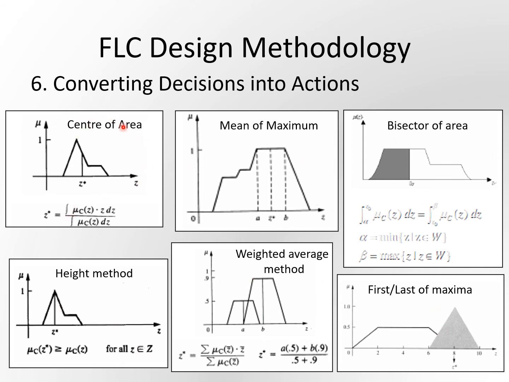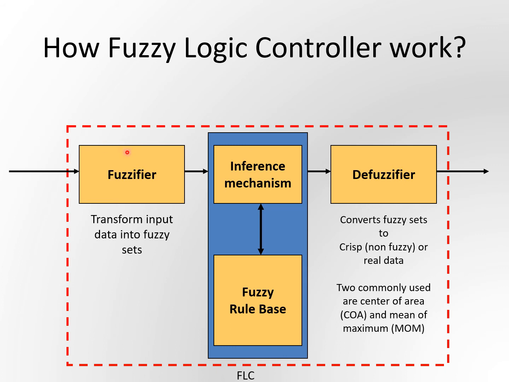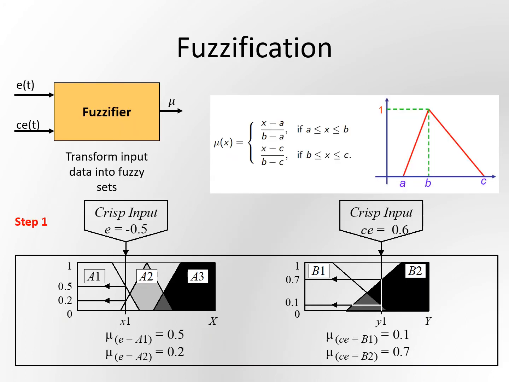Normally we use the center of area, or the centroid or center of gravity method, to decide the different rules fired, and we want to decide what is the final output. So we will use that defuzzification method. Okay. We'll take an example now.